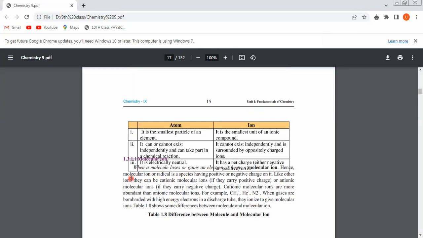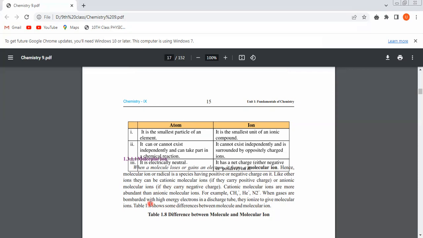Molecular ion: when a molecule loses or gains an electron, it forms a molecular ion. Hence, a molecular ion is a species having a positive or negative charge on it. They can be cationic molecular ions if they carry a positive charge, or anionic molecular ions if they carry a negative charge. Cationic molecular ions are more abundant than anionic molecular ions. For example, CH4+, N2+. When gases are bombarded with high energy electrons in a discharge tube, they ionize to give molecular ions.